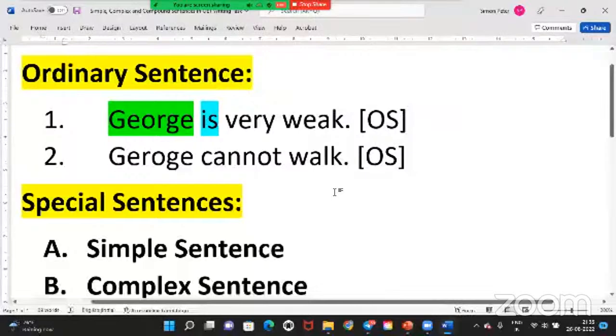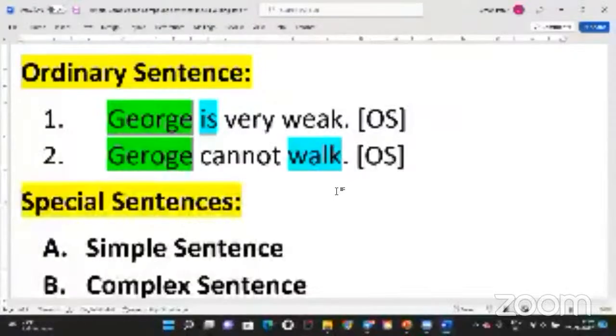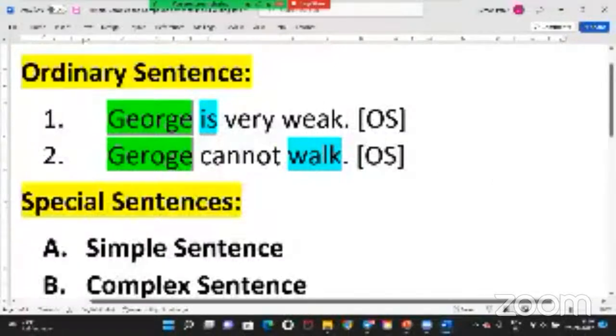That is very difficult. Actually, simple sentence is the most difficult one, more than complex and compound. Complex and compound are a little bit easier, not a lot easier. But simple sentence is confusing. So, now let us see how we are going to make these two ordinary sentences into a simple sentence.